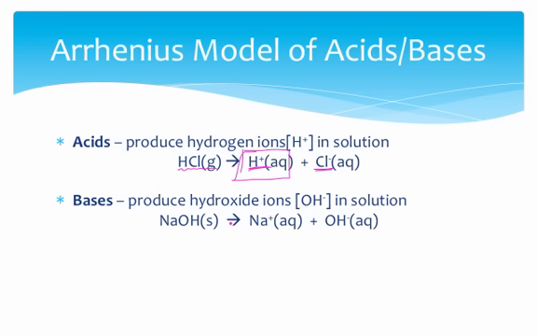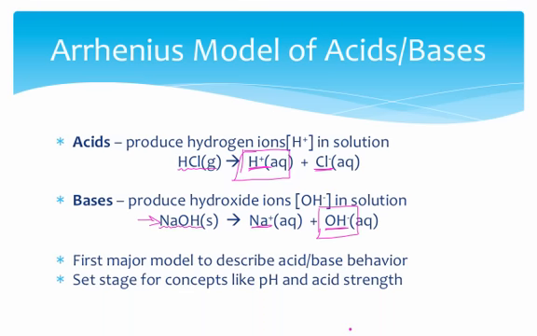Moving on, we can talk about his definition of a base. In terms of the Arrhenius model, it's any chemical that produces OH- ions when in solution. And again, one of the most common bases we can consider is sodium hydroxide. When sodium hydroxide dissolves in water, we get these sodium ions and we get these OH- ions. And because sodium hydroxide produces OH- ions, according to Arrhenius and his model, sodium hydroxide, the original chemical, must be a base.